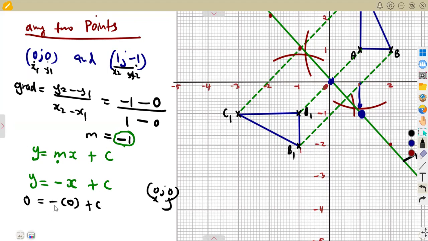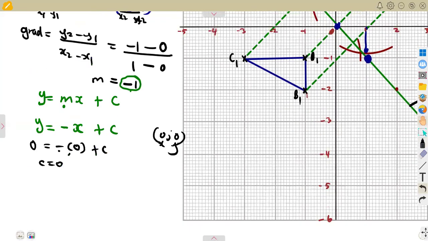So as we can see, 0 is equal to 0. So it means c is equal to 0. So if c, which is the y-intercept, is 0, therefore our equation y is equal to -x plus c, which is 0, of which -x plus 0 is -x. So that's the equation of the mirror line.